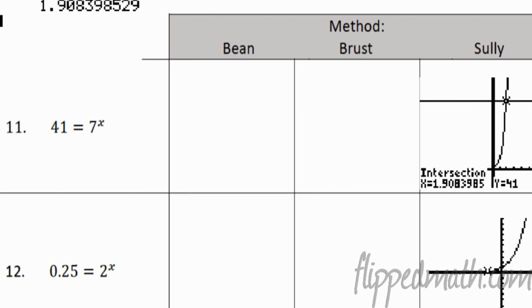We're going to start solving these equations using logarithms. So 41 equals 7 to some x power. So let's do that. 41, Bean's method. We have 3 different methods. We're going to call it the Bean-Brush-Selly method. By the way, I made this up.